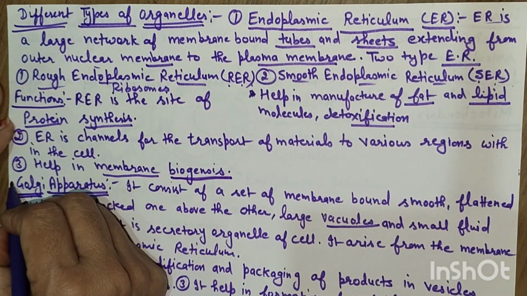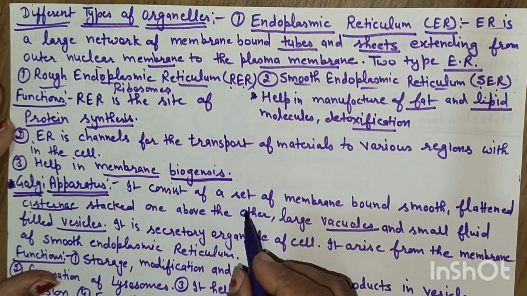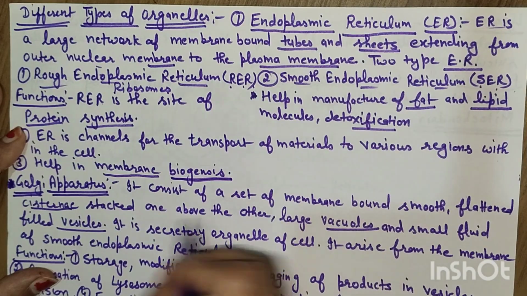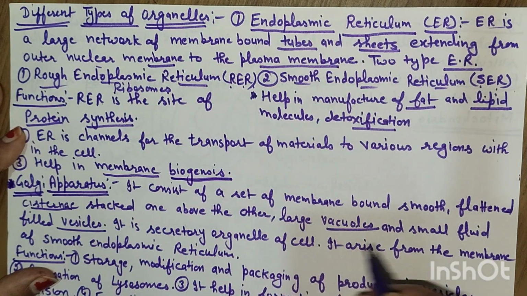Next organelle is Golgi apparatus or Golgi body. It consists of a set of membrane-bounded, smooth, flattened cisternae, stacked one above the other, just like this.